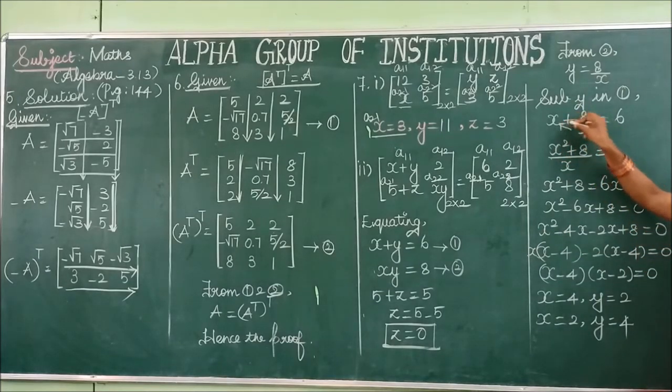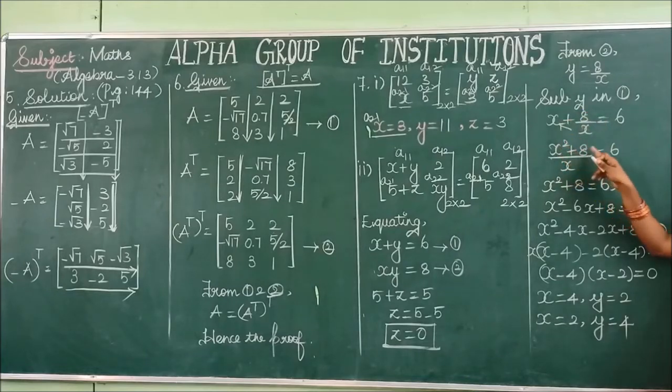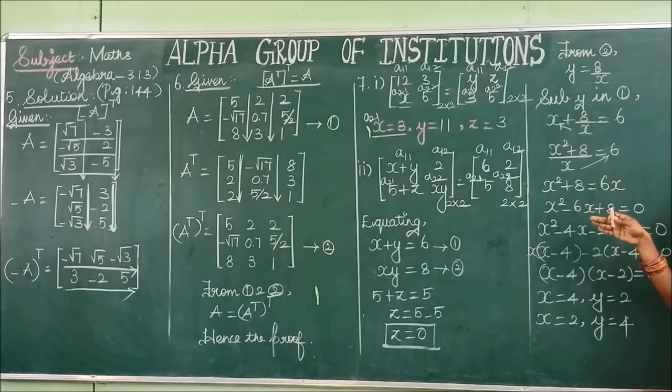Cross multiplying this, we get x square plus 8 by x is equal to 6. So you can cross multiply this x to this side: x square plus 8 is equal to 6x. Take this 6x also to this side, so the sign will be changed. x square minus 6x plus 8 is equal to 0.